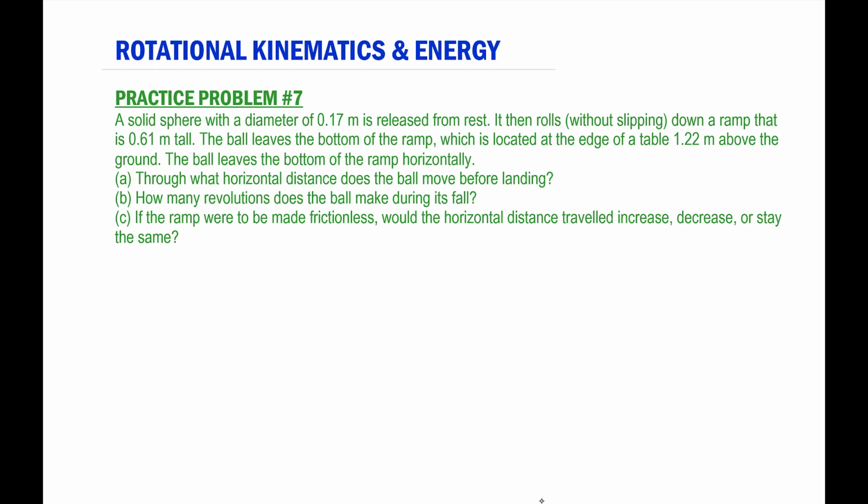A. Through what horizontal distance does the ball move before landing? B. How many revolutions does the ball make during its fall? And C. If the ramp were to be made frictionless, would the horizontal distance traveled increase, decrease, or stay the same? So there are 3 questions here that we have to answer.